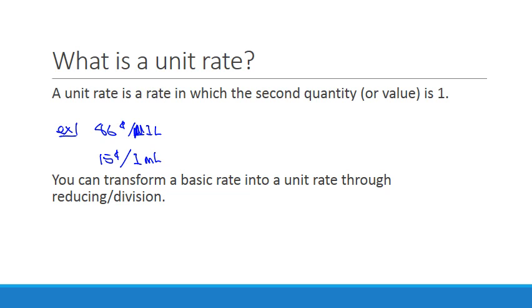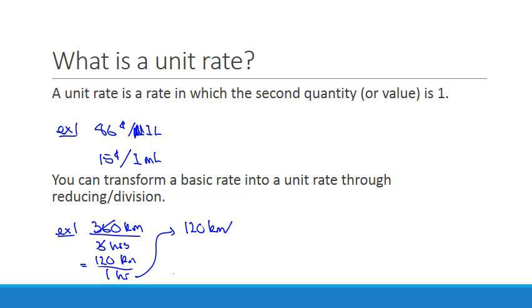You can transform a basic rate into a unit rate through reducing or division. So if we go back to our original examples, if I say 360 kilometers, and I wrote it with that slash, that's usually how you write rates, with that slash. 360 kilometers in 3 hours, I could reduce that. I can divide both the top and bottom by 3. I'd get 120 kilometers for every 1 hour. And then I could express it as 120 kilometers per hour.